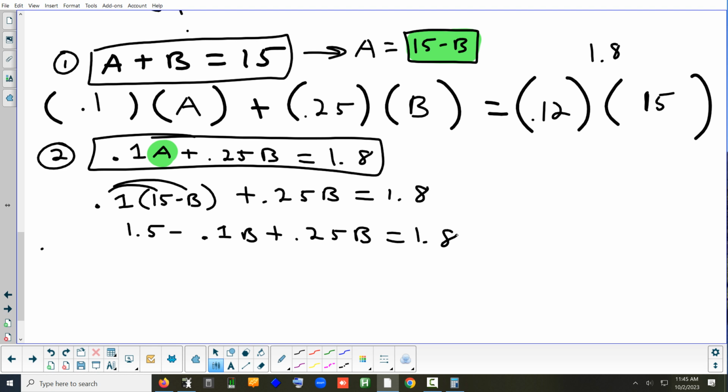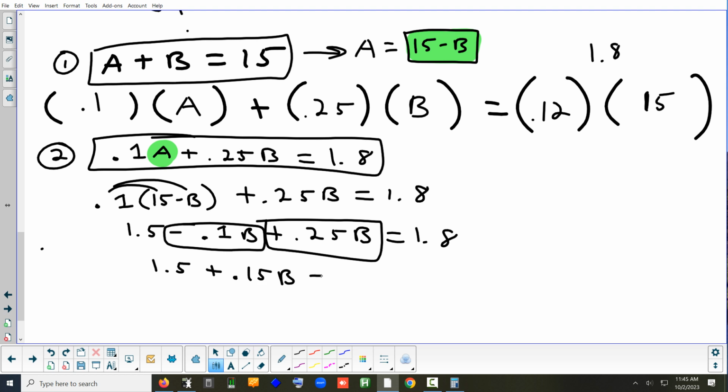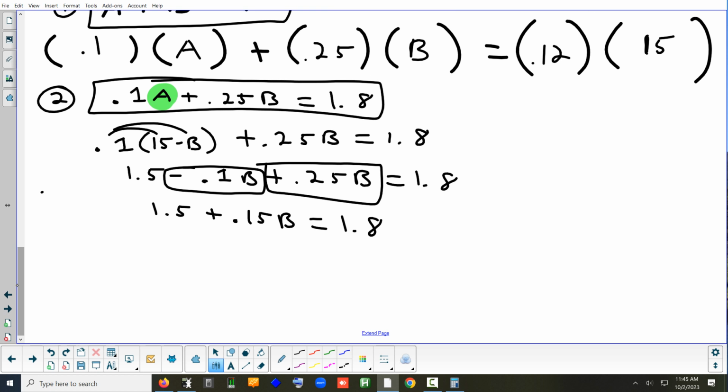Careful, it's not a positive 0.1b. It's a negative 0.1b. So you can combine that with that. And what does that give me? 0.15b. All right, so I think we've got all the b's on the same side together. What could I do next? Subtract 1.5. So we subtract the 1.5, yep.